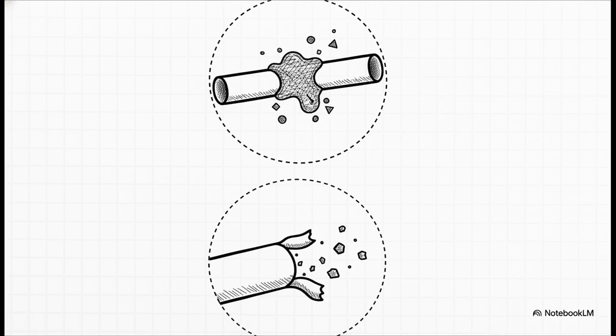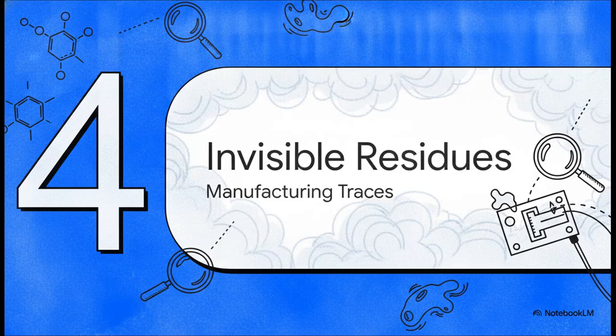These are all chemical constituents the patient might ultimately face. That is exactly why the specific cure profile of an adhesive is, quite literally, part of your characterization record. All right, Section 4, the invisible manufacturing residues.